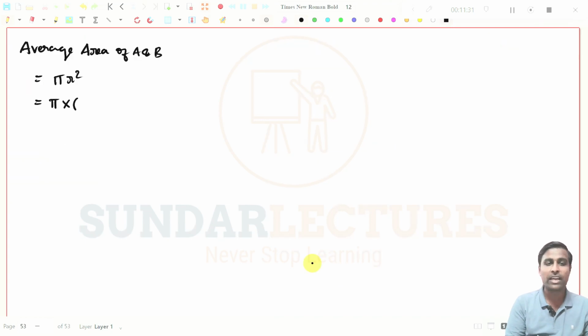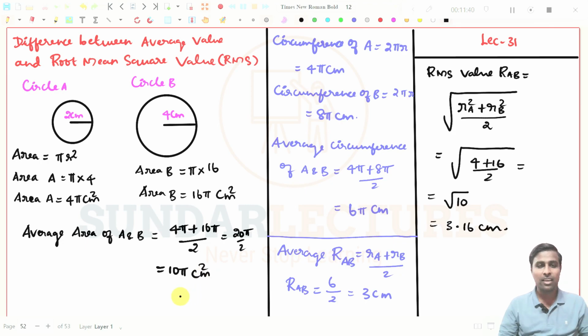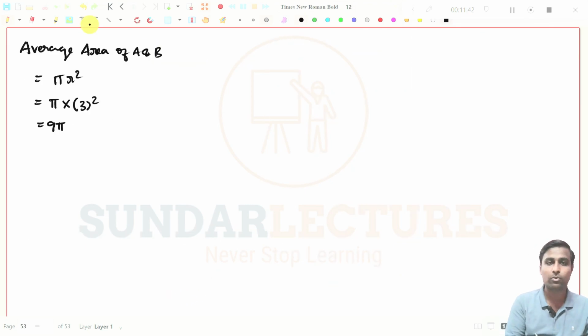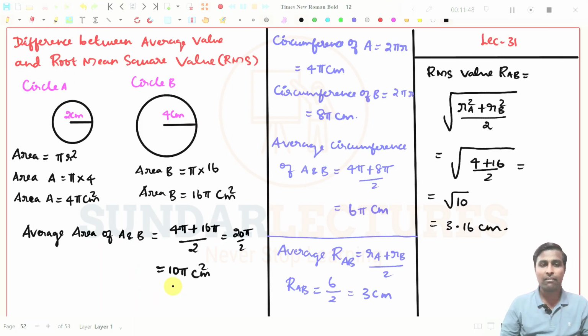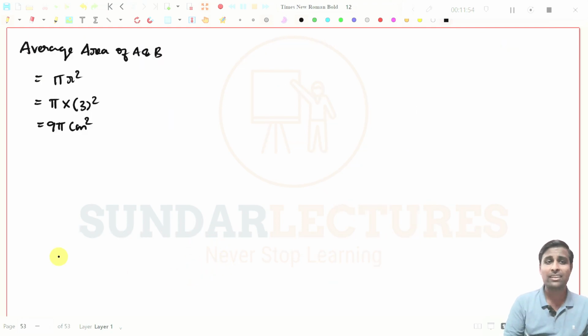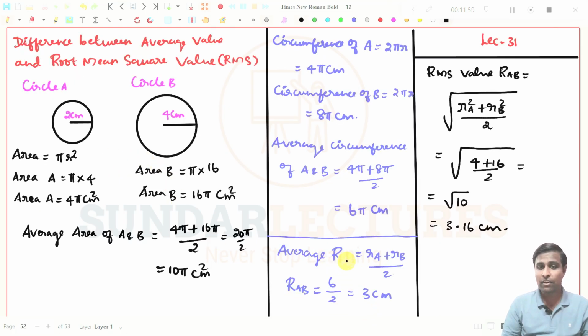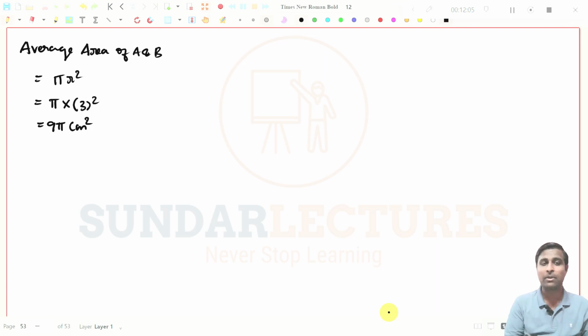So what I will get here? This will be 3 the whole square, so I am getting 9 pi. See here, this is actually in centimeter square, right? Because we have squared the r value. Earlier I got 10 pi centimeter square, and we know this is correct. But what we are getting here is 9 pi centimeter square. See, what is the problem here? The average value of RAB is in centimeter, but what we are getting here is in centimeter square, we need the parameter in the square terms. So the average value is giving wrong answers.